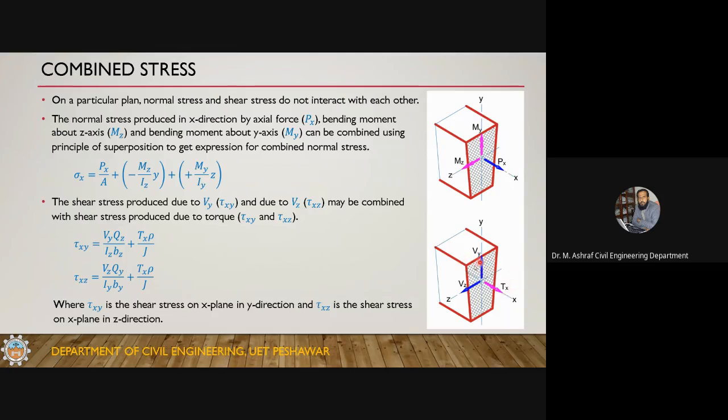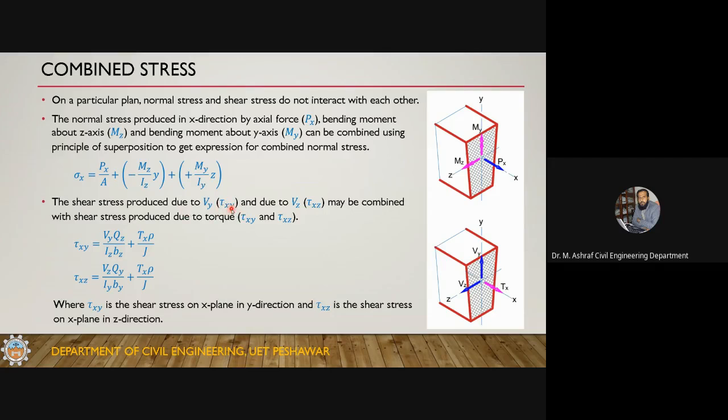So this Tx is causing stresses in a tangential direction, like its direction changes as you move around this x-axis. So the direction of the stress changes here. Like if I'm talking about this point, the stress direction is horizontal. At this point, the stress direction is vertical. So this Tx is causing vertical as well as horizontal stresses. Vy is causing a stress tau xy.